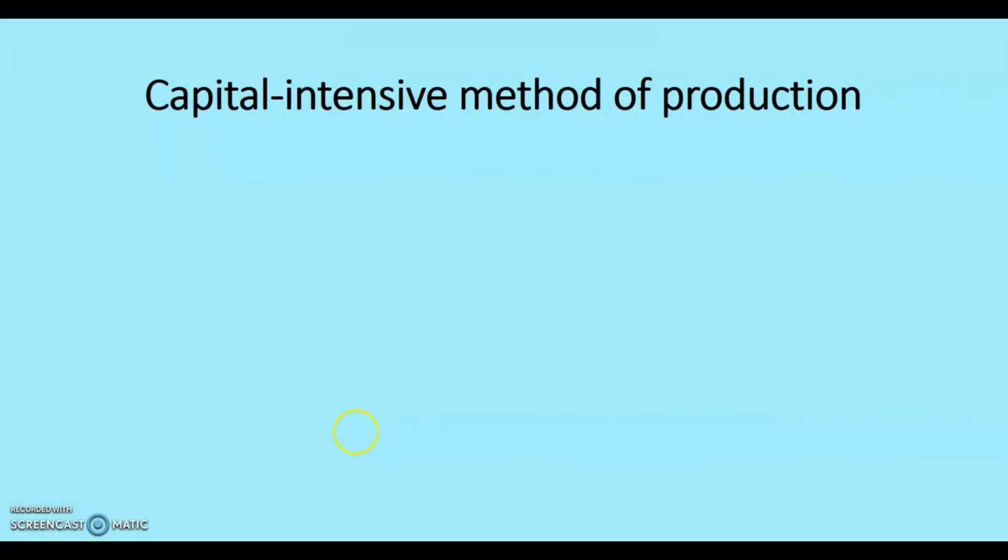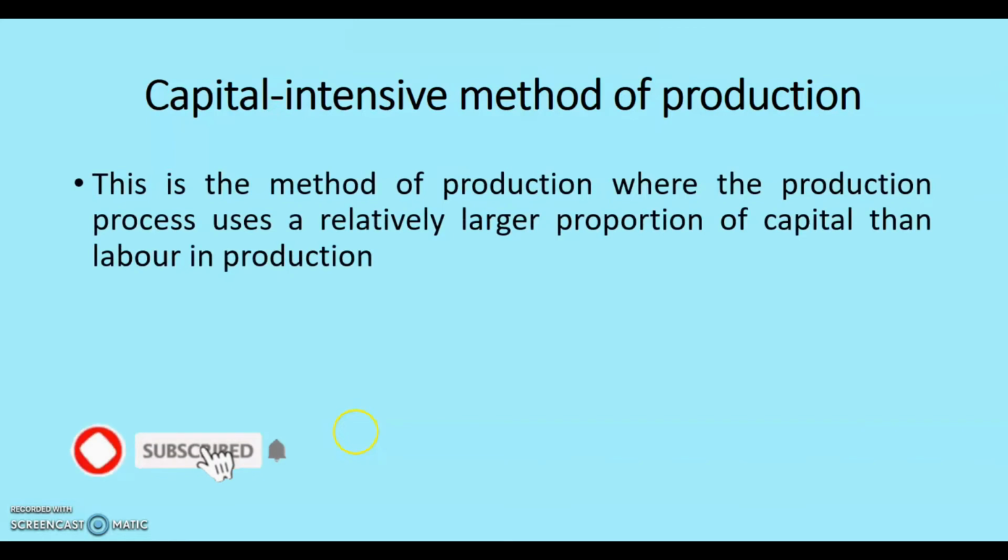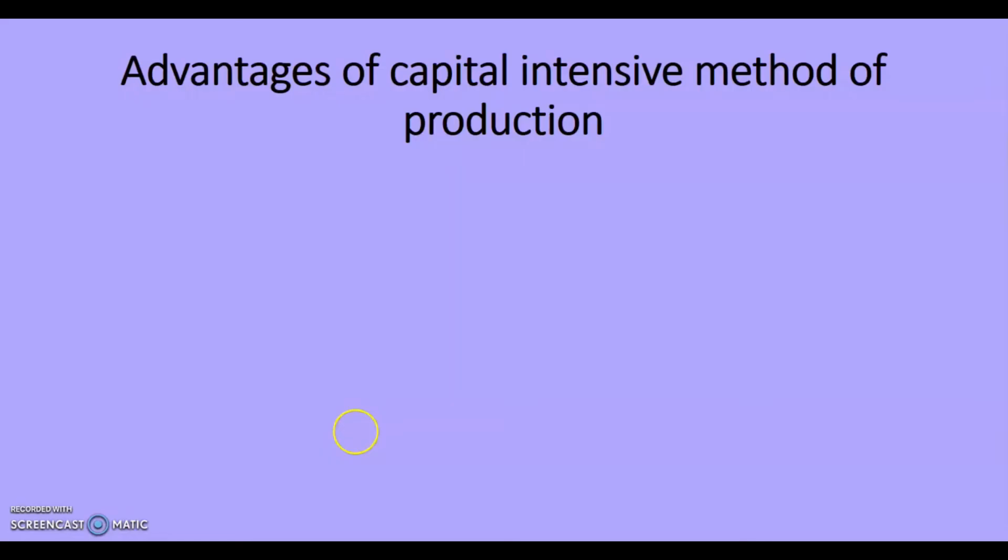Now we move to the capital intensive method of production. That is the second method of production. It is the method of production where the production process uses a relatively larger proportion of capital than labor. In other words, with a capital intensive method of production, we have the use of heavy machines such as the bulldozer and the combine harvester in producing goods and services, rather than using labor or manpower.